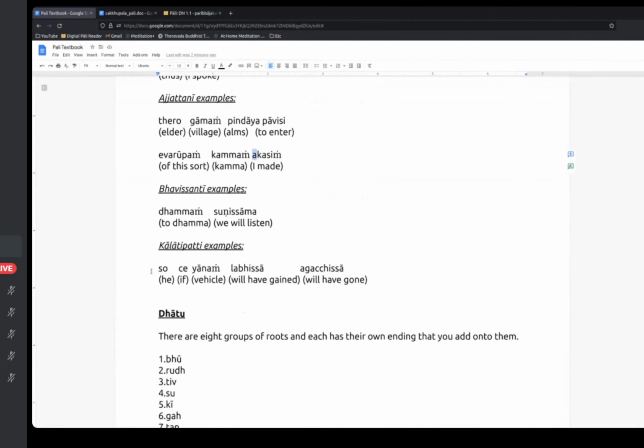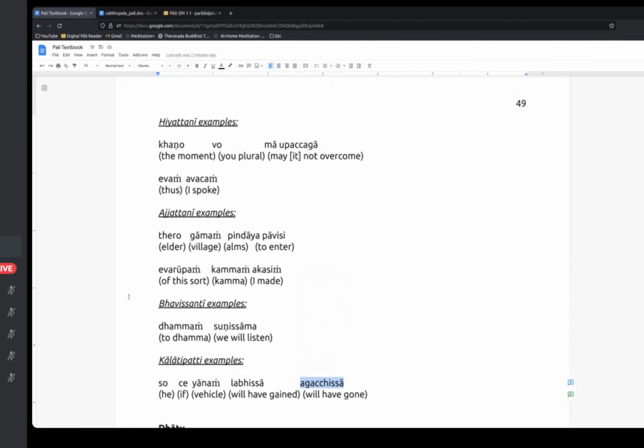Visanti kaladipati, here's the example that apparently maybe exists. So chayanang labisa, if he will have gained a vehicle, he will have gone. I don't know what that even means. Maybe they're talking about a person. I don't know if he's there yet, because if he's already got a vehicle, he will have already left. Something like that. All right, we stop there.